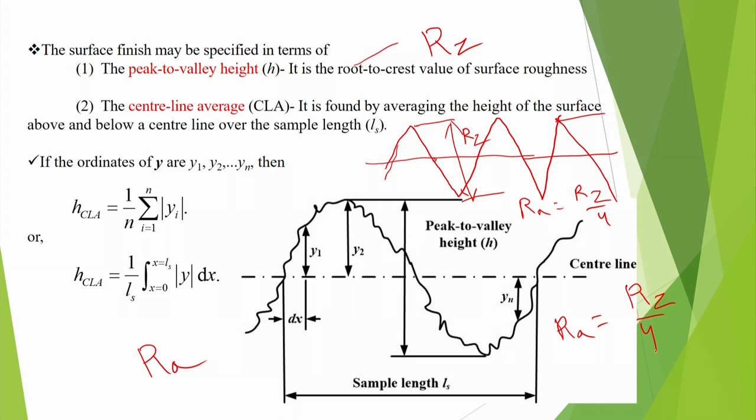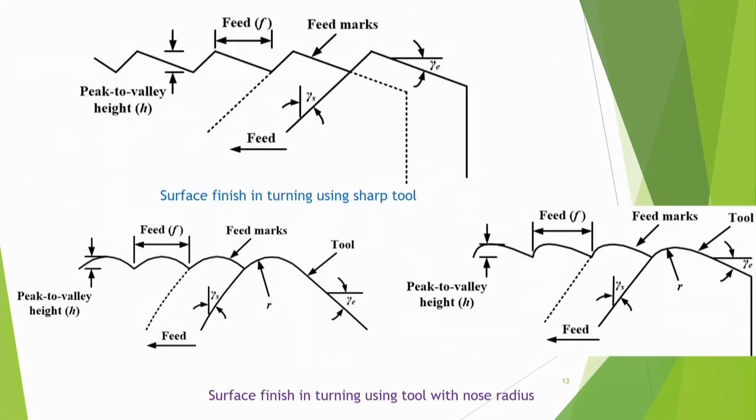Suppose Rz is 10 micrometer, then the mean height is at the 5 micrometer level, and from there the highest peak is 5. But in Ra, the center line average, we are considering the average height, that is 2.5. So Ra is equal to Rz by 4, and Rq you can also see.